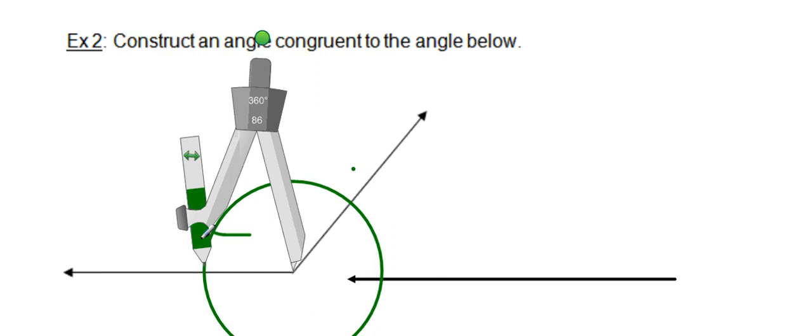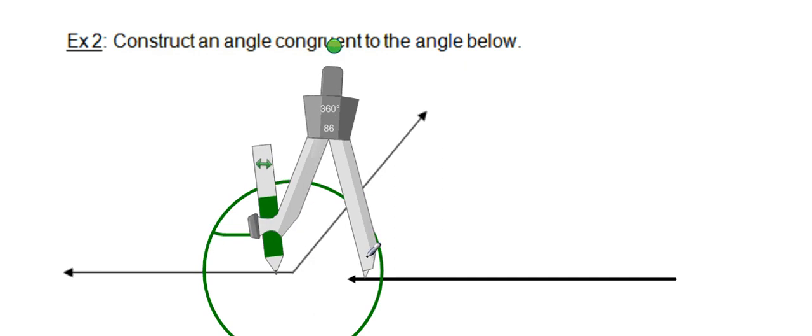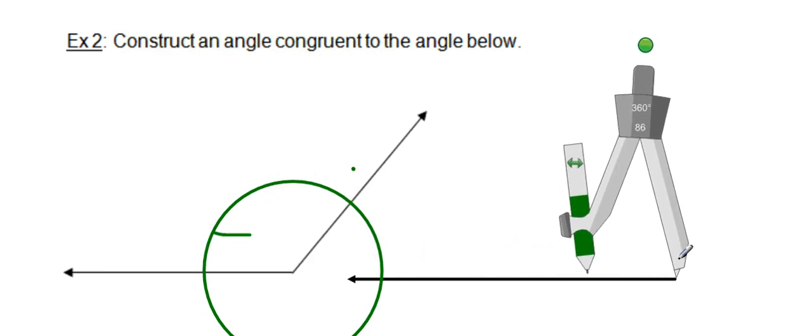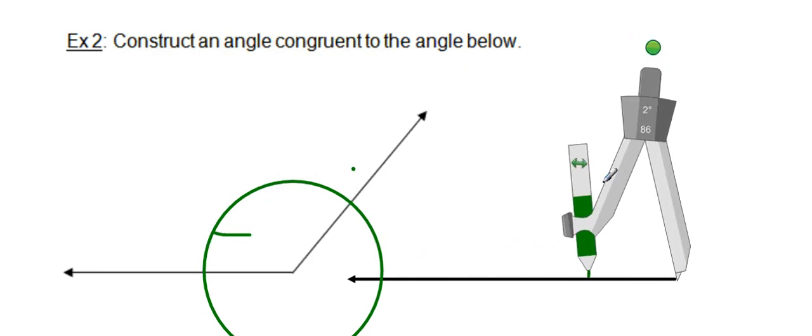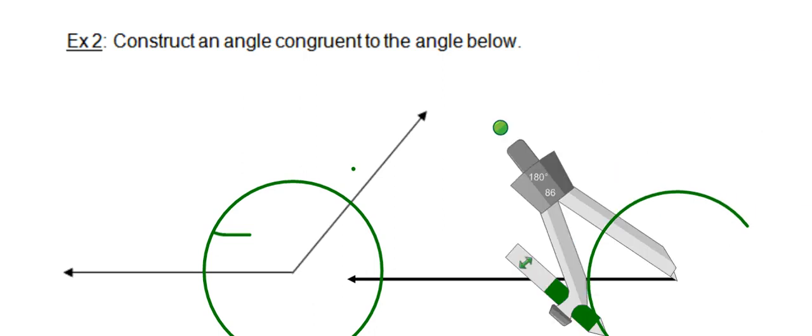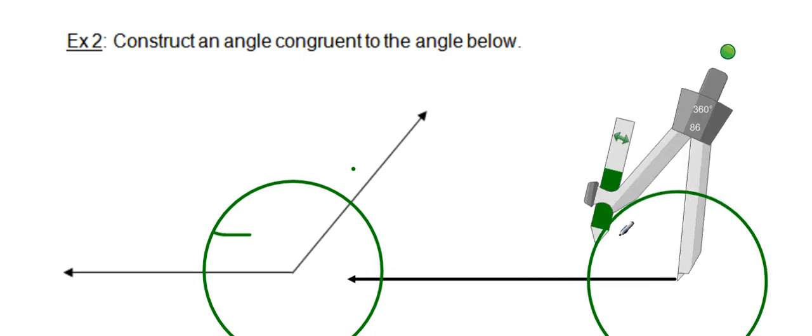And again, I'm thinking about copying this onto my new angle. Notice that the point of my compass is at the vertex of the given angle. So when I go to make my copy, I want to put the point of my compass at the vertex of my new angle. So that's where I'm going to drag it. And I'm going to create exactly the same arc that I created in the original.